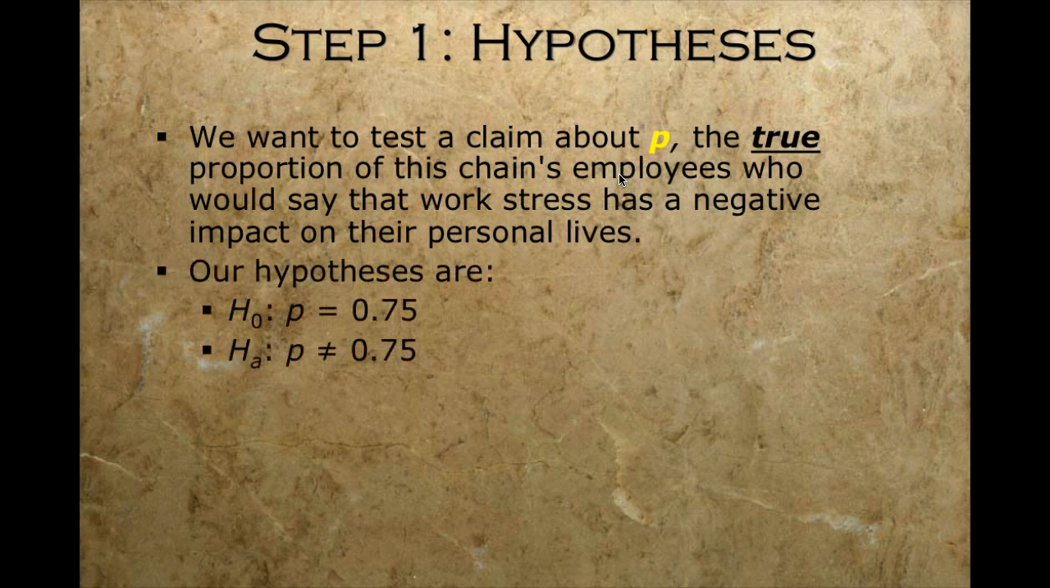Now my null hypothesis is that the proportion is equal to 0.75. My alternative though, since it was a differs statement, is going to be a two-sided not equals. Now they don't tell me to use any specific significance level, so in this case I can choose my own. I'm going to choose 10%.